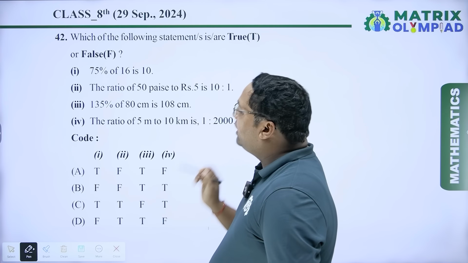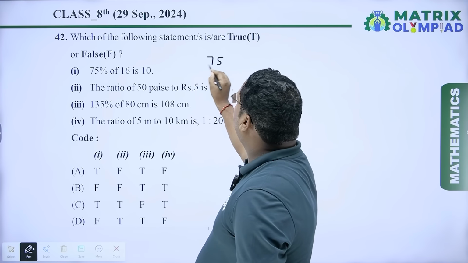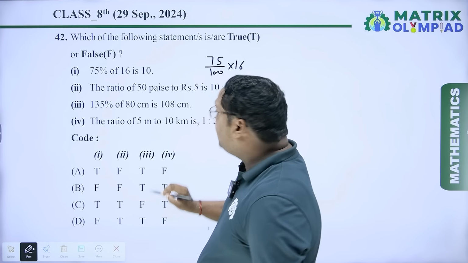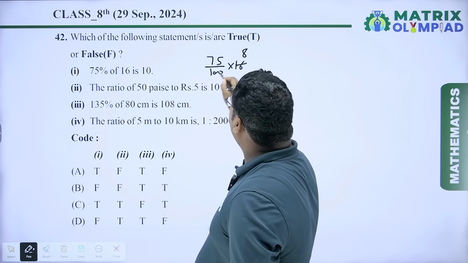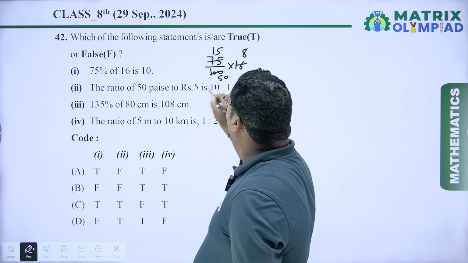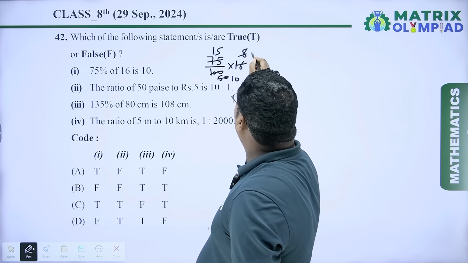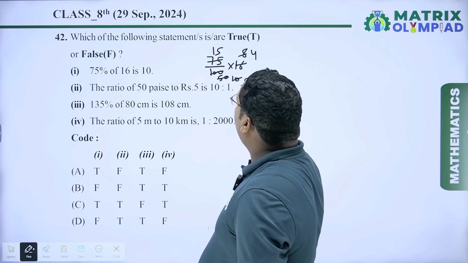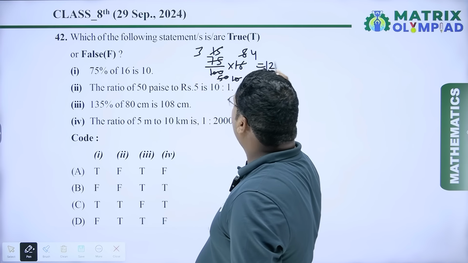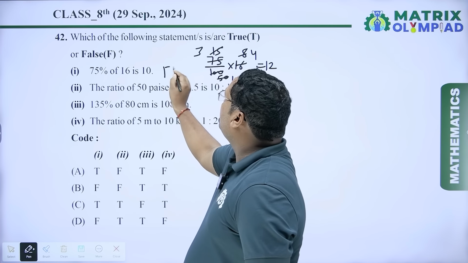Which of the following statements are true and false? First, 75% of 16. 75% means 75 divided by 100 times 16. Let's check. 2 eights are 16. 100 divided by 2 is 50, 75 divided by 5 is 15, 50 divided by 5 is 10. 2 fours are 8, 2 fives are 10. 15 times... 3 fours are 12, so the right answer is 12, but it is given that 75% of 16 is 10, so it is a false statement.